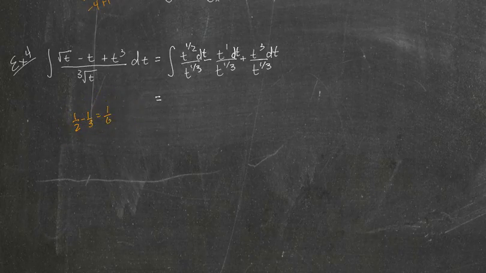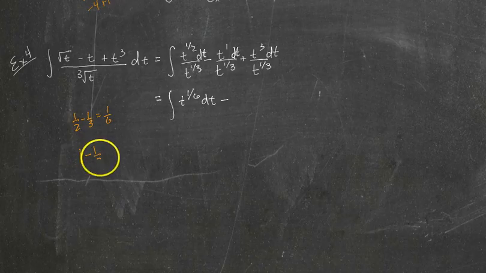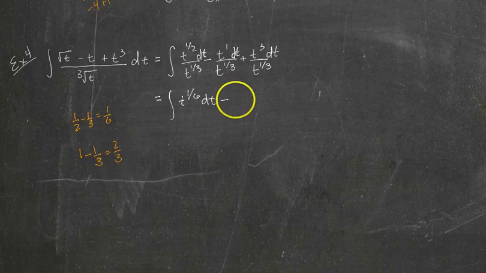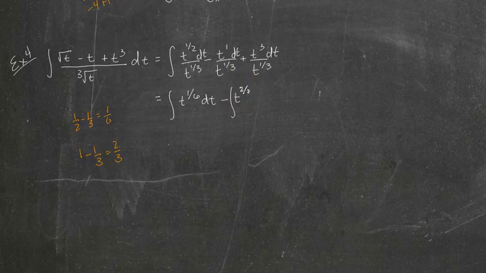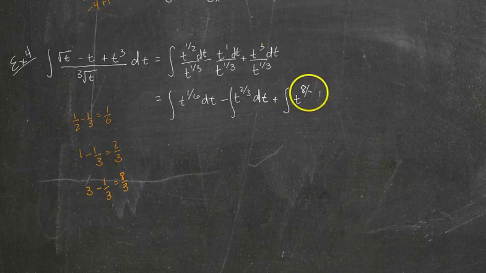which is 1/6. So this is the antiderivative of t to the 1/6 dt, minus t to the first power minus 1/3 means 3 minus 1 is 2/3, minus the antiderivative of t to the 2/3 dt, plus the antiderivative of t cubed minus 1/3, so 9 minus 1 is 8/3. So still not loving the numbers, but totally doable.